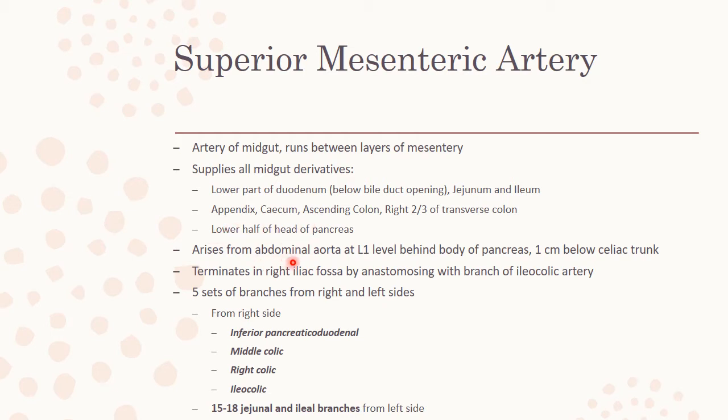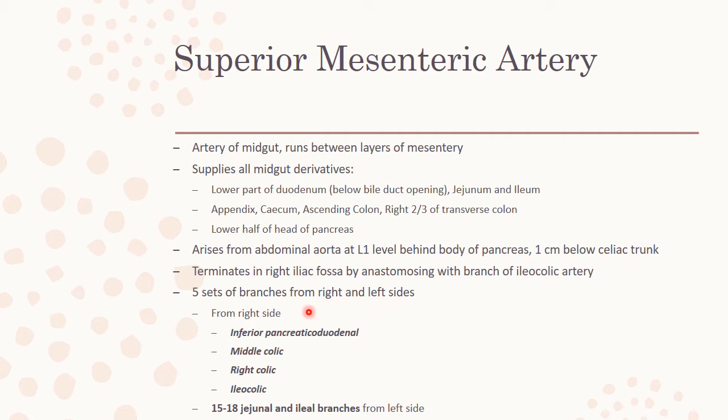It arises from the abdominal aorta at the level of L1 behind the body of the pancreas, and its origin is 1 centimeter below the celiac trunk, which, as we studied earlier, was arising roughly at the level of the T12 vertebra. It terminates in the right iliac fossa by anastomosing with a branch of the ileocolic artery. It gives off 5 sets of branches. These branches arise from its right as well as from its left side.